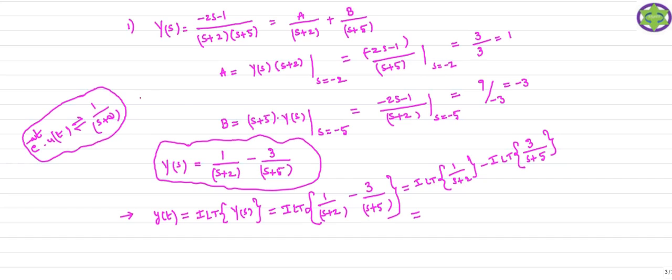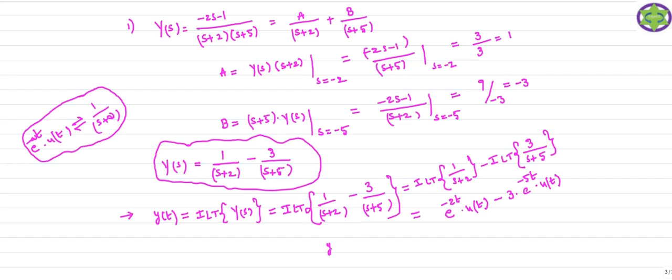Now the inverse Laplace transform of 1 by s plus 2: in the place of a we have 2. Therefore it is nothing but e power minus 2t into u of t. Minus 3 is a constant here, so take this constant outside. So 3 into the inverse Laplace transform of 1 by s plus 5 is e power minus 5t into u of t. So that is your y of t.